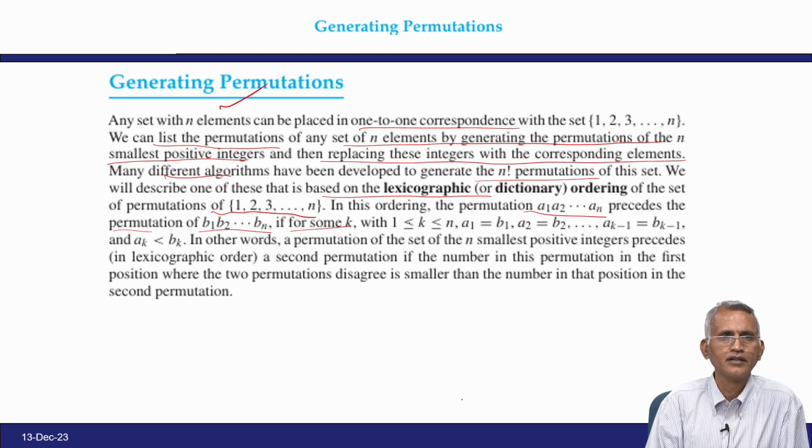In other words, a permutation of the set of n smallest positive integers precedes a second permutation if the number in the first position where the two permutations disagree is smaller than the number in that position in the second permutation. So, this is the meaning of generating permutation, and we are applying it in lexicographic order.